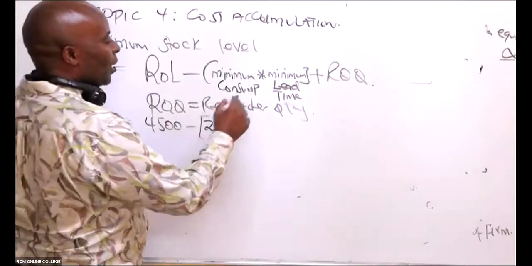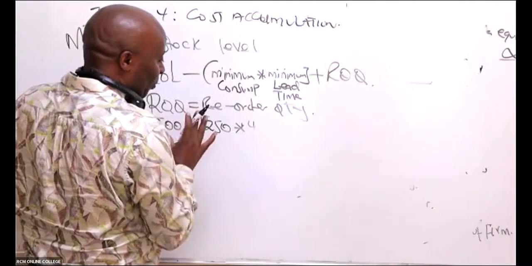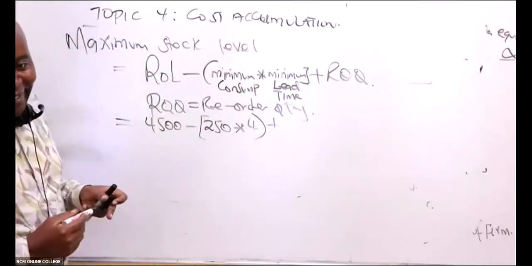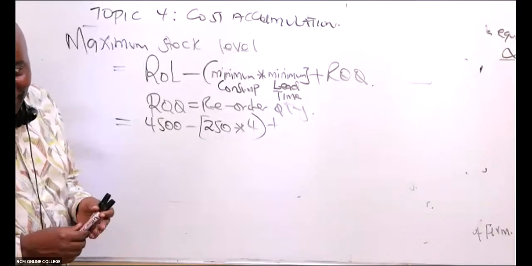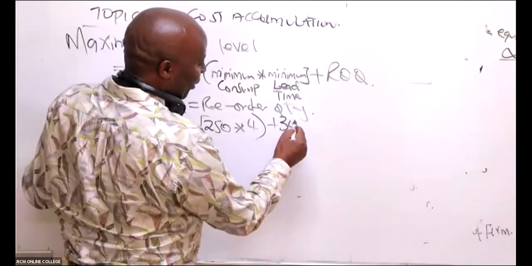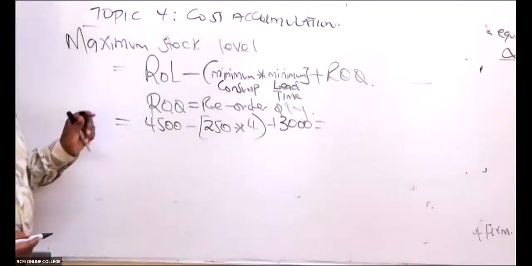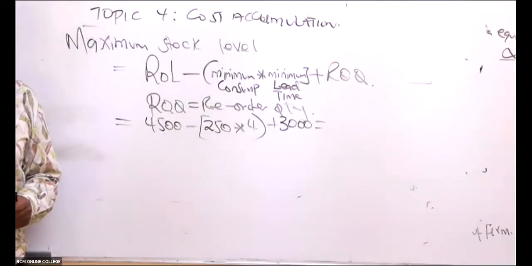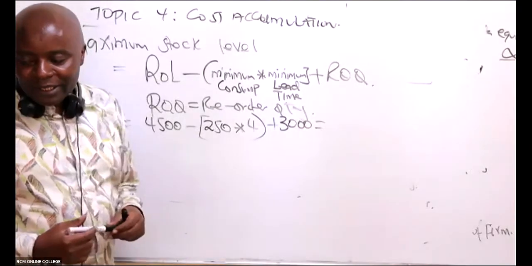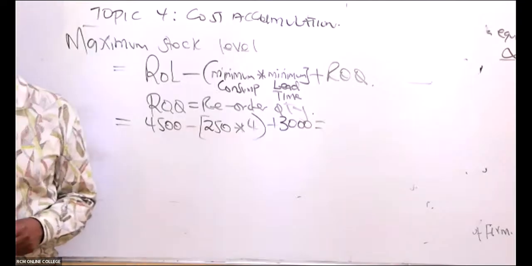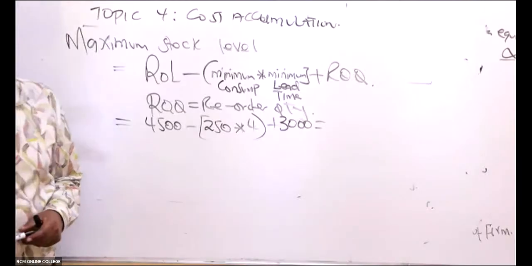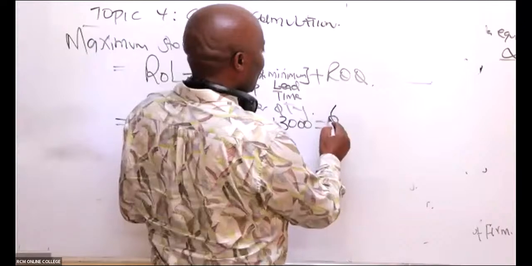So 250, which you multiply, not add, by the minimum lead time. You told me it's 4, isn't it? Plus the reorder quantity the examiner has given us. Reorder quantity is 3,000, isn't it? Then go ahead and give me this great answer. 6,500. I'm waiting for an online ninja to confirm. Jane has confirmed 6,500.